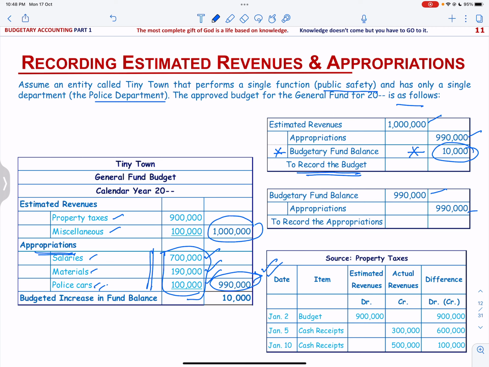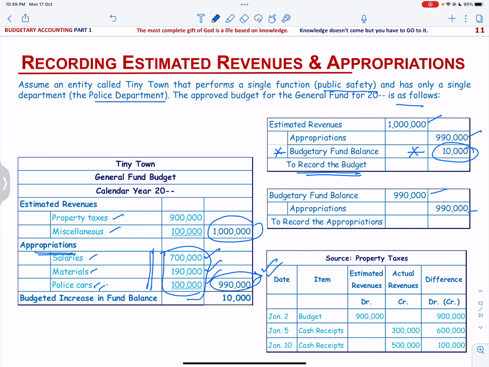Recording estimated revenues helps in budgetary control, as the officials can compare the estimated revenue with actual revenues to ensure that the estimates are met. At the same time, recording appropriations also helps in budgetary control, as it ensures that expenditures are made as appropriated and within the limits of the appropriated amount. Let us first see how recording estimated revenue helps in budgetary control with the help of an example.